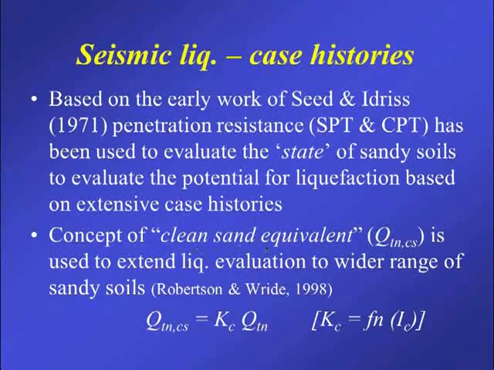And then for siltier sands, this concept of a clean sand equivalent evolved. In the early days, it was the N160 with a correction to get N160 clean sand equivalent, and for the CPT, it's the normalized cone resistance, Qtn, and then a clean sand equivalent. Catherine Wright and I had suggested a correction factor that was a function of the soil behavior type index. So the early corrections were based on fines content, but for the CPT, it was based on the soil behavior type index. The clean sand equivalent was this correction factor times the normalized cone resistance.